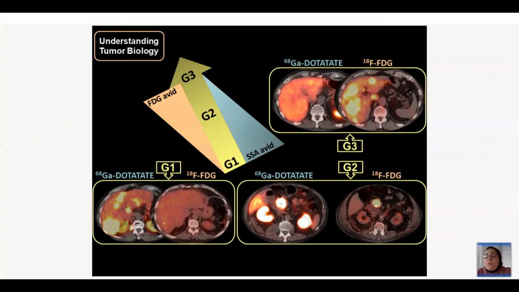of the receptors. On the other hand, when we look at this patient here, the same scenario, the dots here are flipped, right? There's a DOTATATE avid or somatostatin avid tumor in the liver, while I can barely see anything above what the regular liver looks like in FDG, which tells me that this is a well-differentiated, receptor-expressing, low-grade neuroendocrine tumor. And grade 2 usually takes variable degrees of both tracers.